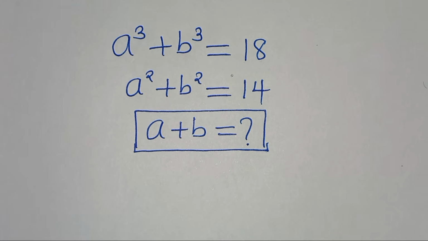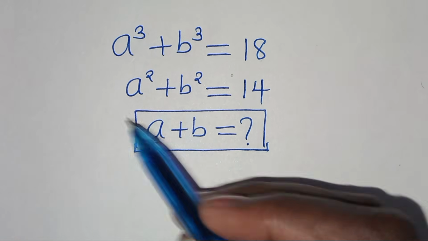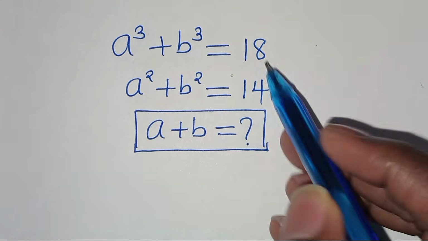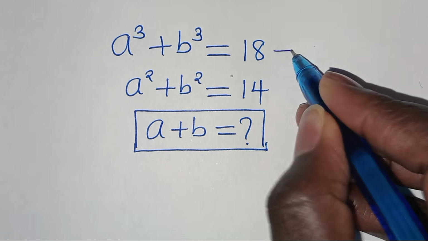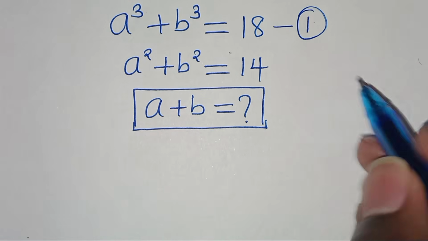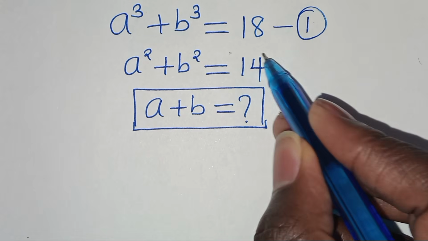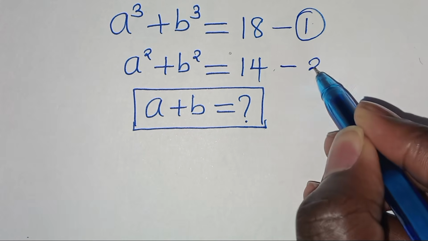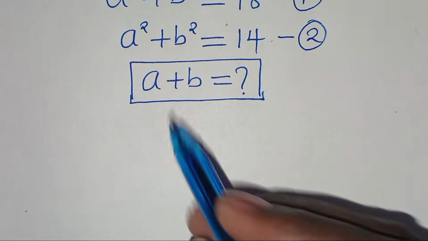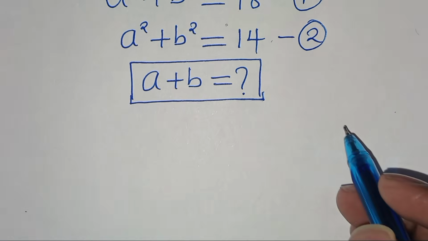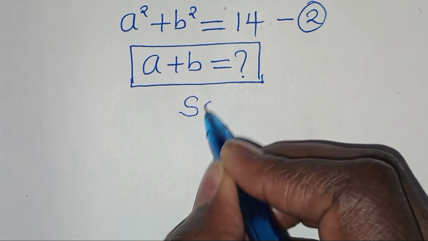You're welcome to solve this nice algebra problem, which is a to the power of 3 plus b to the power of 3. This is equal to 18. Let's call this equation 1. And a squared plus b squared, this is equal to 14. Let's call this equation 2. So what is the value of a plus b? Now let's provide a solution from here.